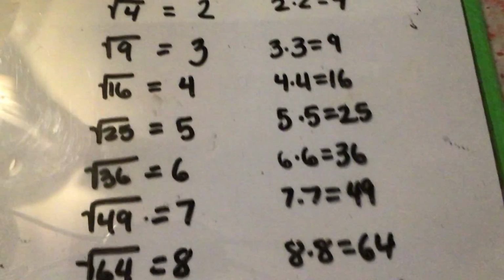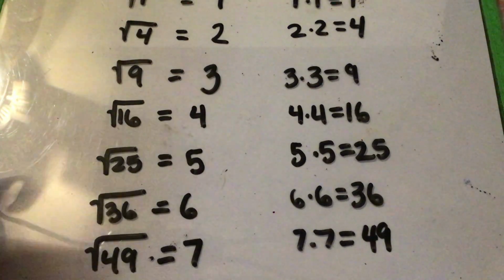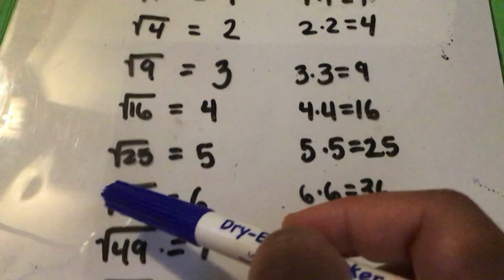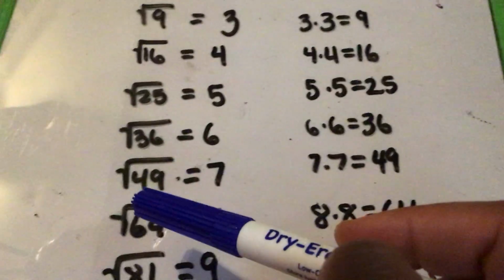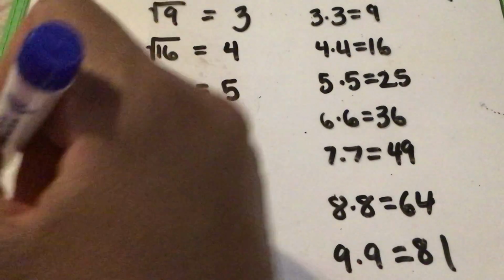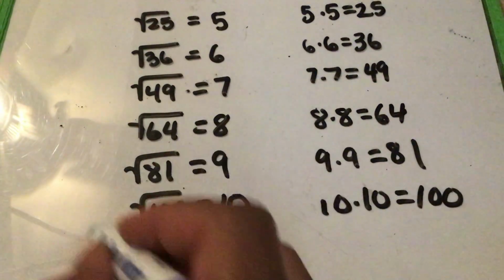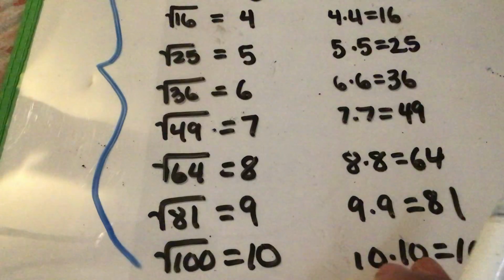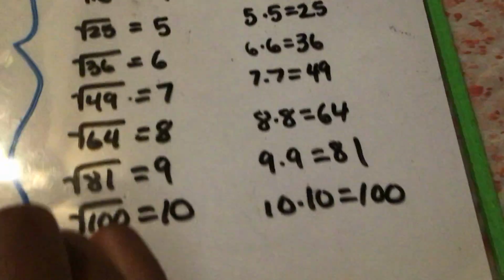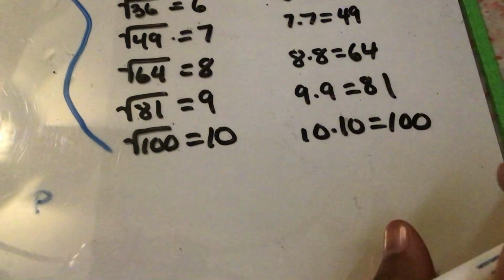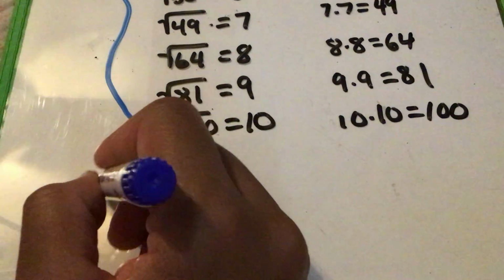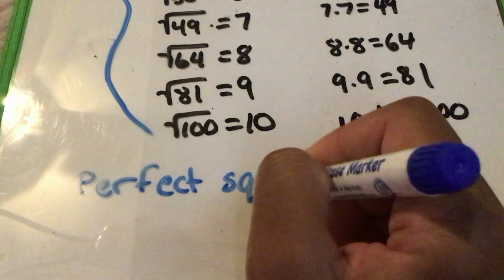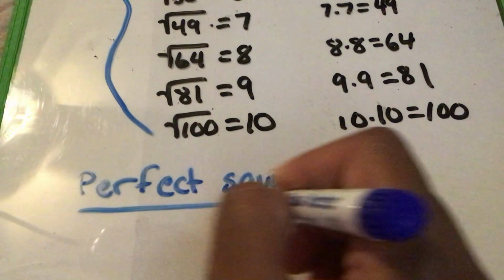All of these numbers over here on the left-hand side, 1 times 1, this is a 2 times 2. These are all what we call perfect squares. So I'm just going to write that on the side. Do a little brace there. These are what we call, just going to color code that. Perfect squares.